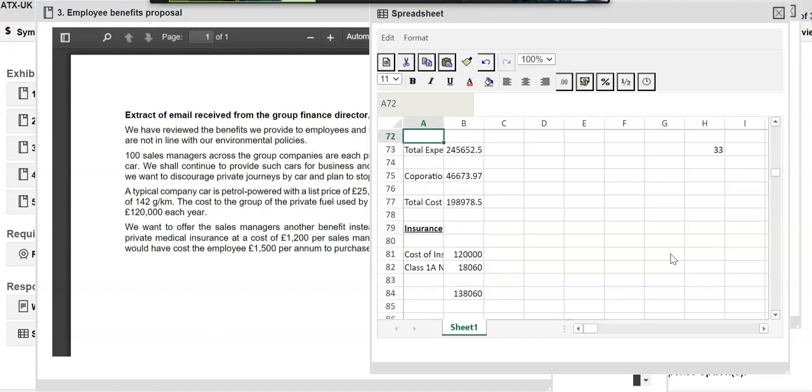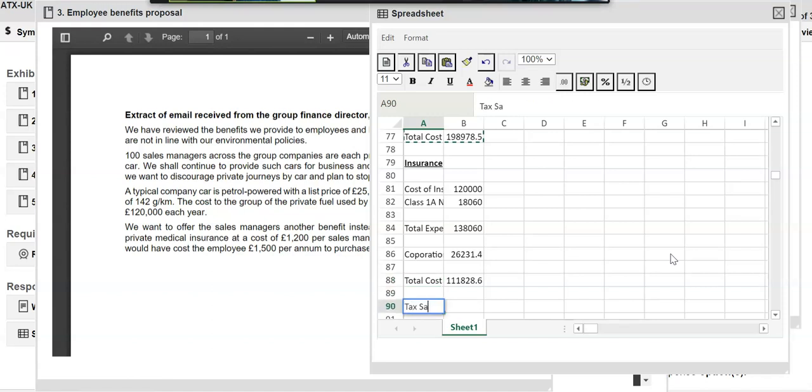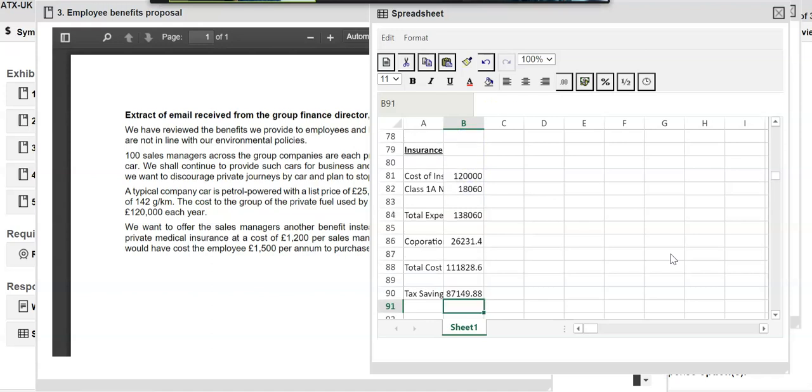So let's copy paste this. Okay, so tax saving by providing what? Insurance. That would be this minus this, right? So let's write something in the word processing.